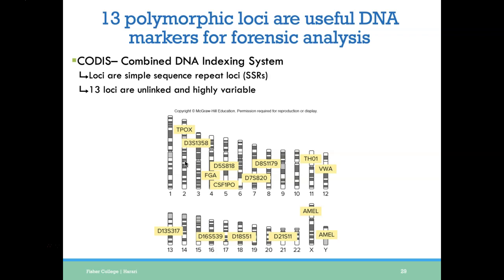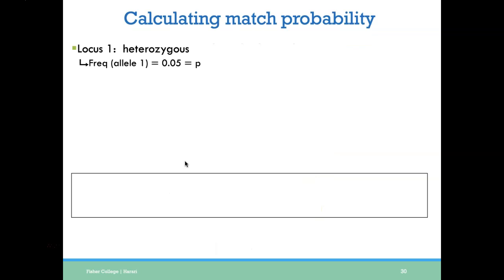So we're looking at a very small likelihood of having two people randomly match, since you're looking at 13 different highly variable unlinked loci. So we can use the Hardy-Weinberg equilibrium to calculate the likelihood of getting a match between a suspect and the crime scene. So this is how you calculate match probability.